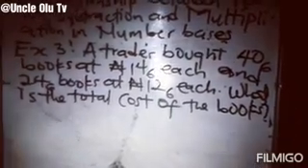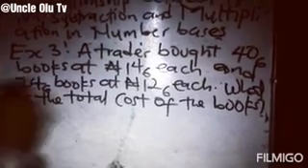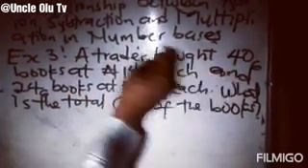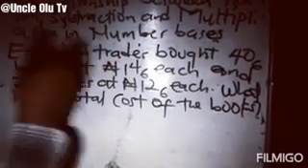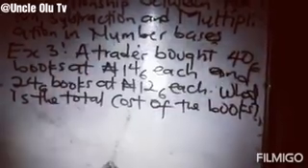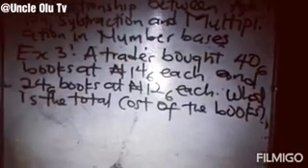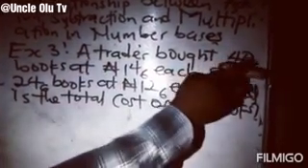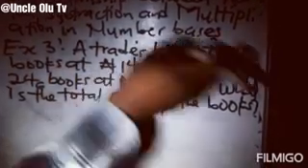And let's take a look at example 3. The question says, a trader bought 40 base 6 books at this. When you hear "at this", that means multiplication. Something at this many naira, that means you're going to multiply to get the total. So a trader bought 40 base 6 books at 14 naira base 6. That means "at", so that is multiplication.